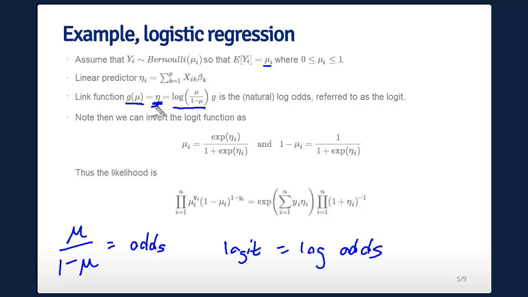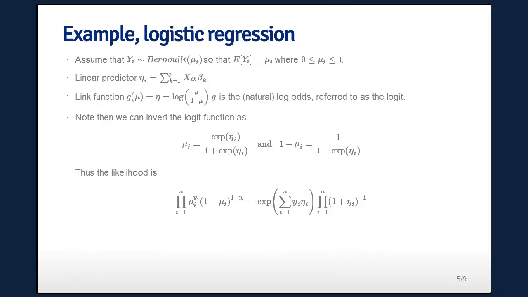If eta is equal to log mu over 1 minus mu, if we invert it, we get this expression that mu is e to the eta i over 1 plus e to the eta i. So if we were to take these means, well, forget about taking the means right now.